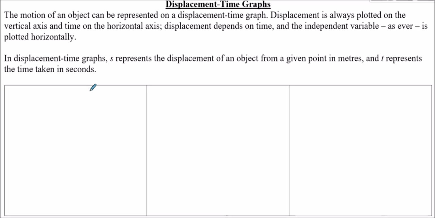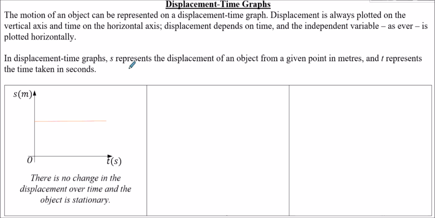So, a few different examples of what displacement time graphs tend to look like. The first one, completely flatlining. So S versus T is just completely flat. What would that mean? This would mean that there's no change in the displacement over time. It's not going up or down, and so that just means the object is stationary. If you have a displacement time graph looking like this, the object is not moving.